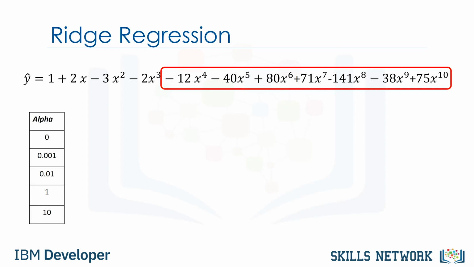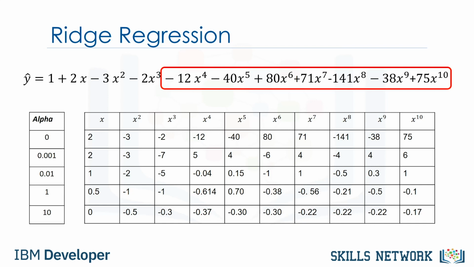Ridge regression controls the magnitude of these polynomial coefficients by introducing the parameter alpha. Alpha is a parameter we select before fitting or training the model. Each row in the following table represents an increasing value of alpha. Let's see how different values of alpha change the model.